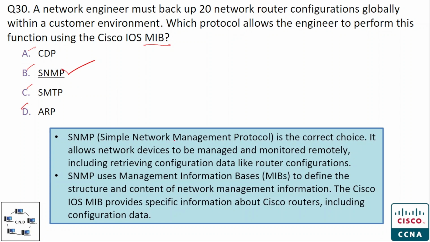So SNMP, Simple Network Management Protocol, is the correct choice. It allows network devices to be managed and monitored remotely, including retrieving configuration data like router configurations. SNMP uses management information bases, that is MIBs, to define the structure and content of network management information. The Cisco IOS MIB provides specific information about Cisco routers, including configuration data.